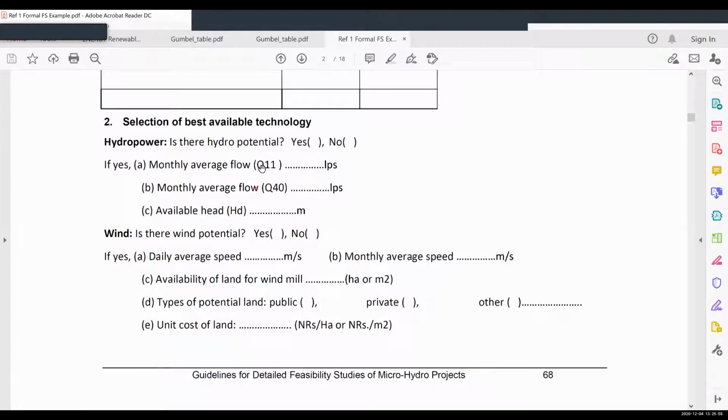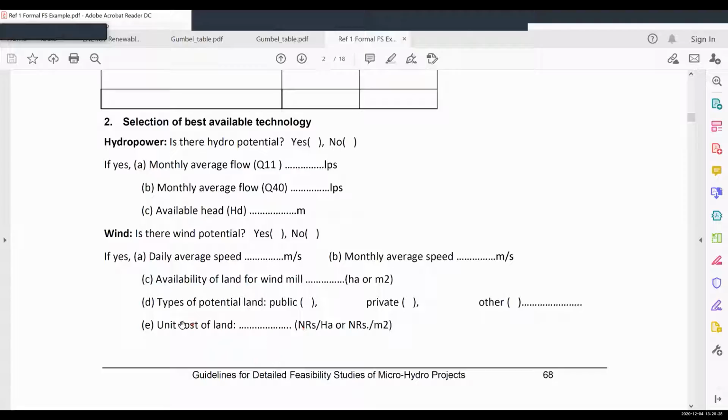We also talk about Q40. Q40 means flow that is 40% dependable. That means that at least 40% of the time, there is more flow than the flow that you are considering. And what is the available head? So you try to do that.